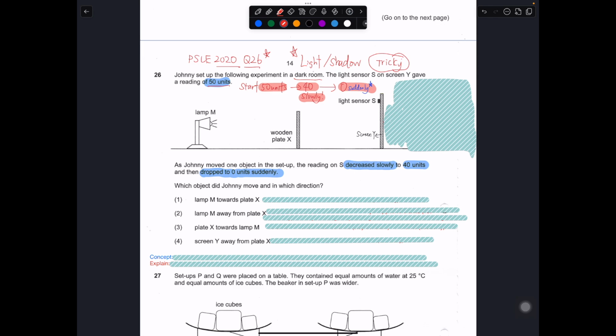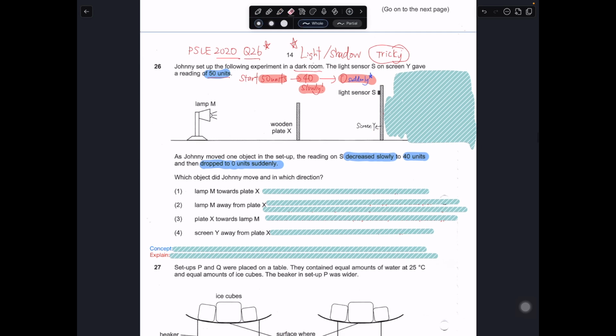So the concept over here is that from 50 to 40, when it decreases slowly, it means that the light sensor is getting less light. So this would most likely mean that either the lamp is being moved away or the screen Y is being moved away, such that the light sensor is further away from the light source and there's less light hitting the light sensor, therefore it detects less light. So this is something that is happening right now at this stage.